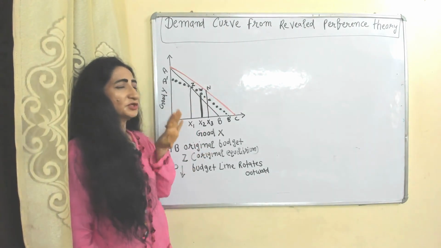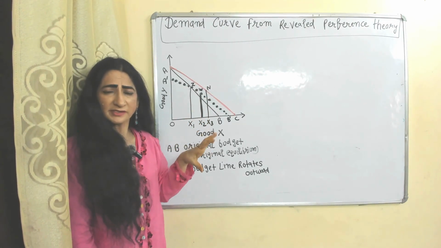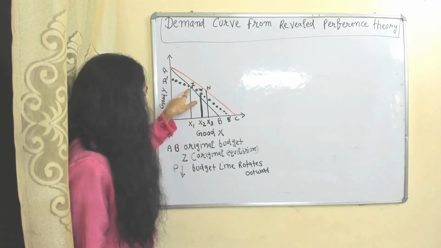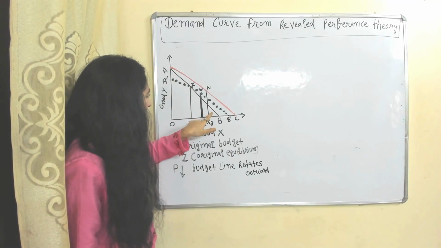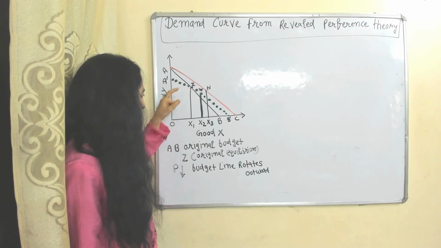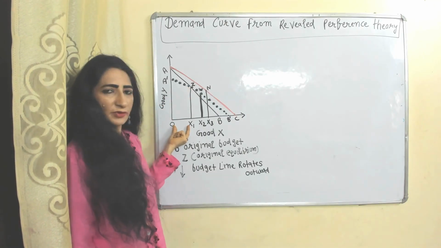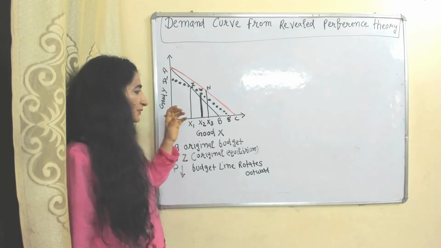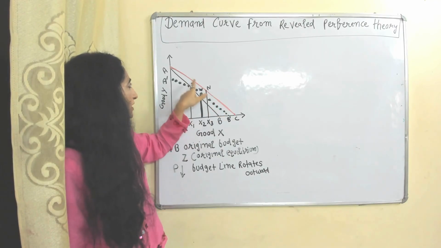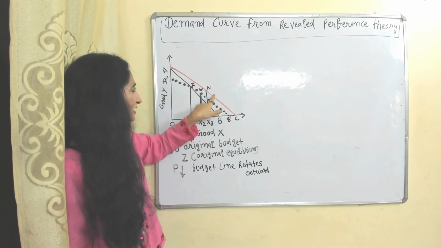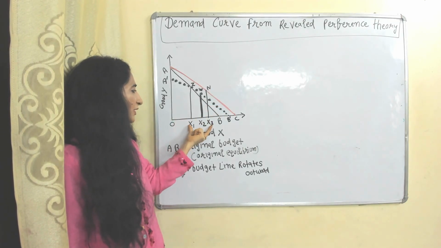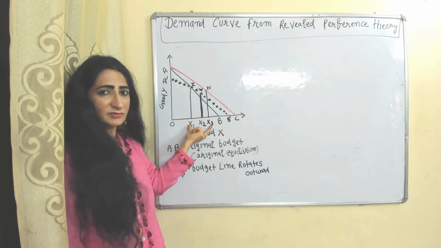Now we will see derivation of demand curve from revealed preference in a very simple way. X good, Y good. This is our original budget line, A, B. Z is our original equilibrium point where we are buying this much of good X. Now suppose the price of X falls, so the budget line rotates outward. So AC is our new budget line. N is the new equilibrium point where the consumer buys more of X because now X has become cheaper.